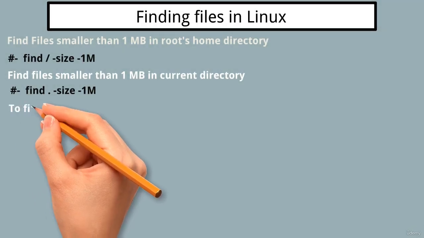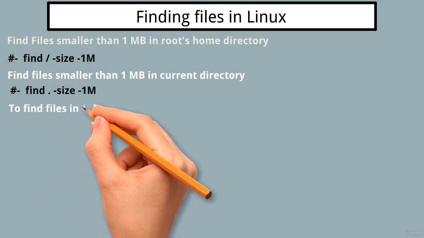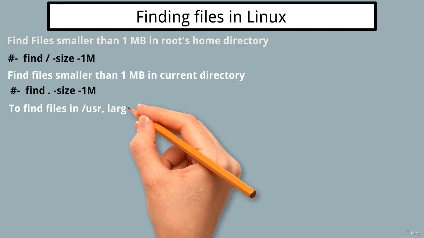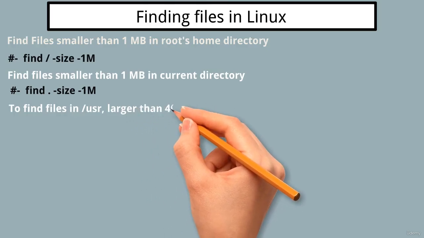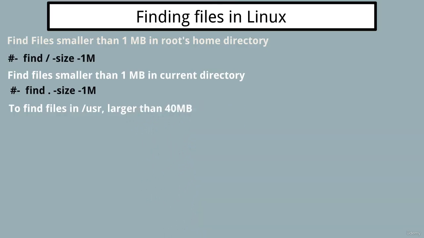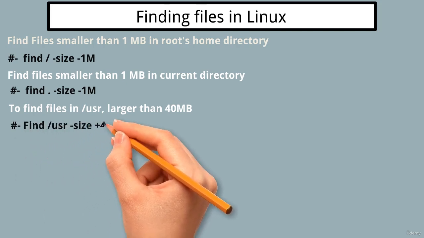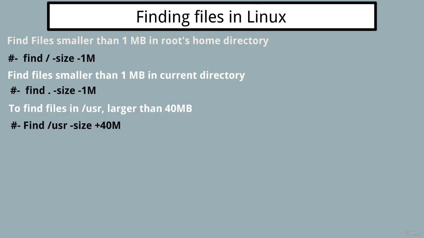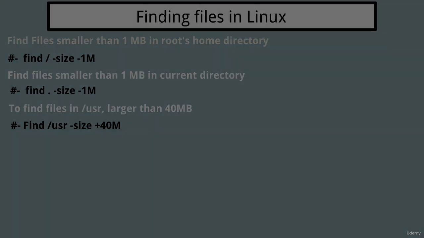Now, to find files in a directory called /usr, anything larger than 40 MB. A lot of times you want to get rid of really large files, or you want to back them up, or you want to see which user is using most of the space or which file is. This is how you can find that. So let's run this command and find anything in /usr directory which is larger than 40 megabytes.